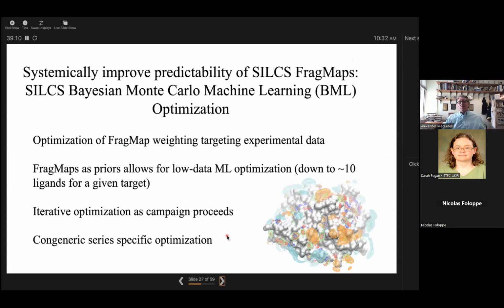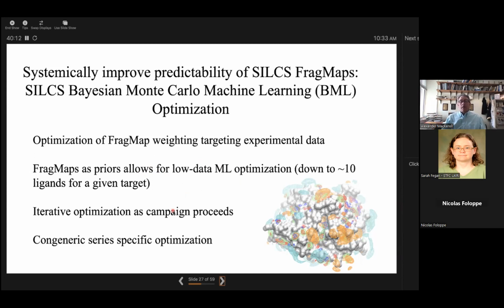Now, we can do the correlation analysis. I'll show you in a few slides how SilCS is very competitive with full-blown free energy perturbation. But what's interesting with the SilCS FragMaps is that once we have the FragMaps and some experimental data, we can actually optimize those FragMaps using a Bayesian machine learning approach, where we can improve the predictability of the SilCS LGFE scores. Basically, we have our FragMaps as priors. As we'll see, those give us very nice predictability. And then once we get some experimental data, even as few as 10 experimental data points, because we have such a very good initial guess from the FragMaps, we can do a low data machine learning optimization to improve the predictability of the FragMaps with respect to these LGFE scores.